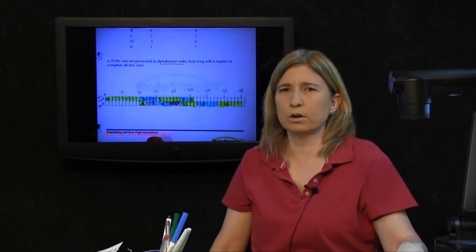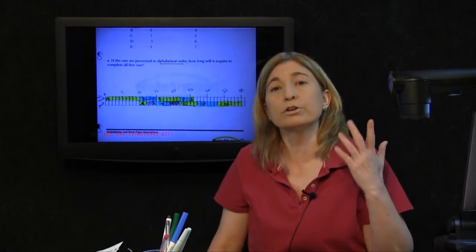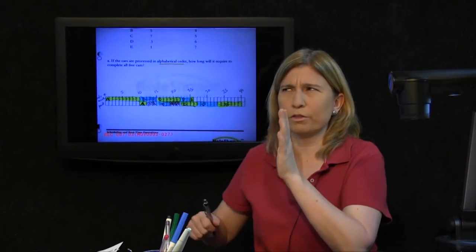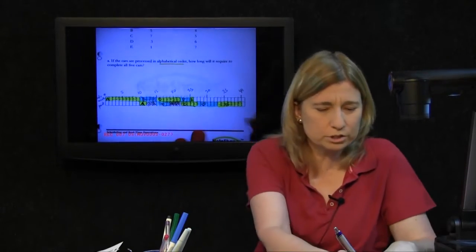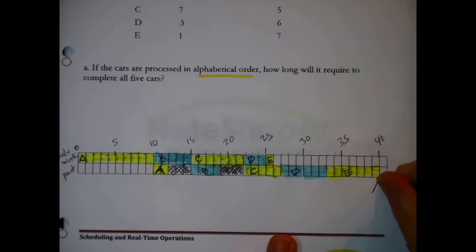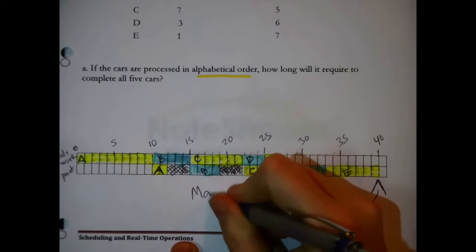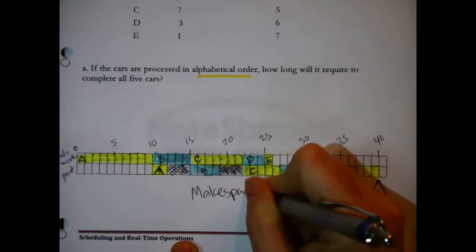What was the question? The question is, how long would it take them to get all these cars done if they did them in alphabetical order? You can see that now. What you look at is basically the farthest most right-hand point on the Gantt chart. How much time did it take in total? It's right there. This is also known as the make span of the schedule, important vocabulary term, and you can see that it's 40 hours.